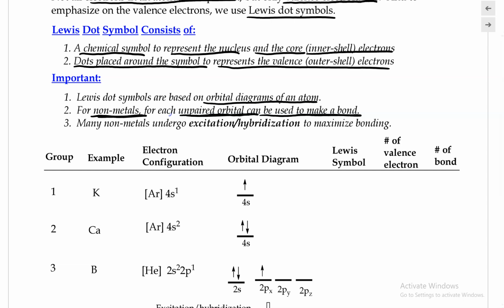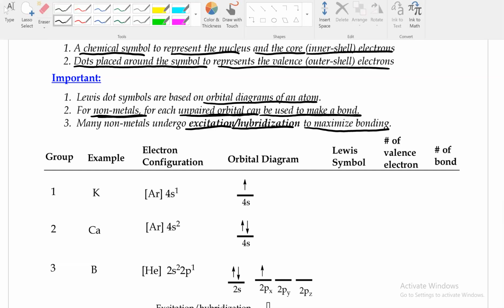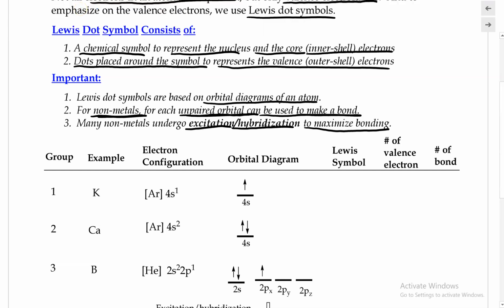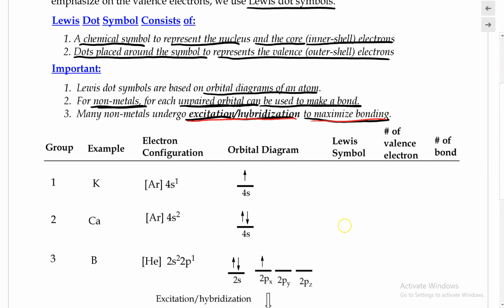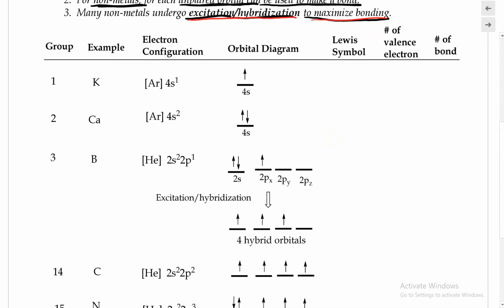Many nonmetals undergo something that we call excitation or hybridization to maximize bonding. In this class, we will not focus so much on excitation and hybridization, but in general chemistry, we'll spend more time on this. Here we'll just point out that many atoms, especially nonmetals, undergo excitation or hybridization to maximize bonding, and we'll go over an example of this in a little bit. So now, let's learn how to write the Lewis dot symbol.